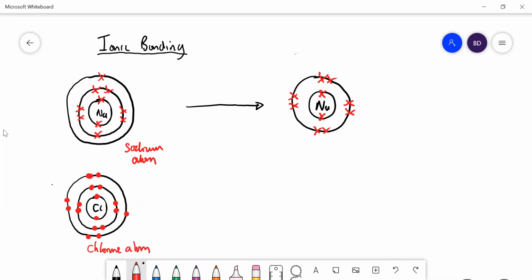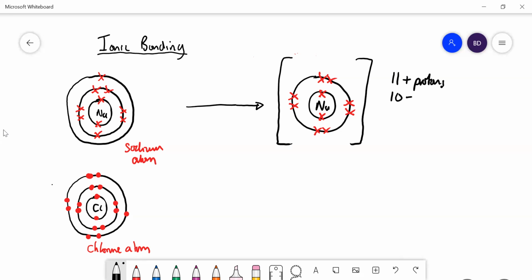But it's no longer neutral because it's still got 11 positive protons in the nucleus, but it's now only got 10 negative electrons. So that means it has an overall charge of +1. So we put a plus up there. And we don't call this a sodium atom anymore because it's not neutral anymore. We call it a sodium ion. It's a positive ion.